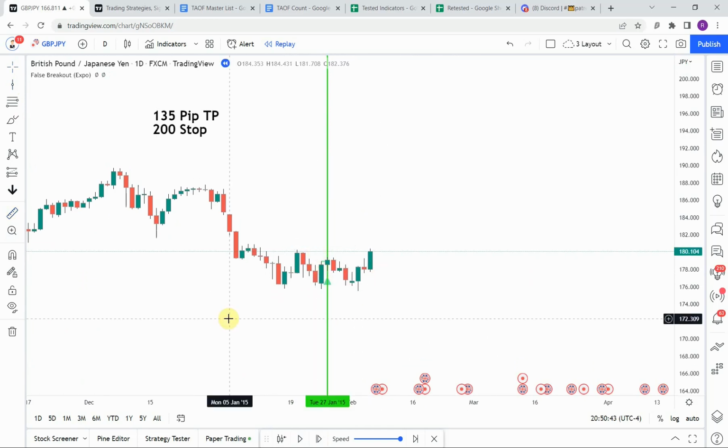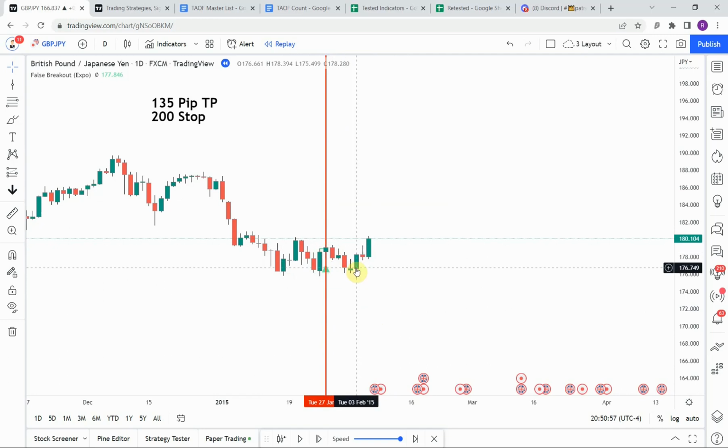All right, so the first signal that we pick up is a long signal right here. We get that green arrow there that we are looking for, giving us the long signal. Unfortunately, pretty much immediately, we get a pullback in price action, which pulls back and comes down and stops us out. Let's go ahead and continue on.